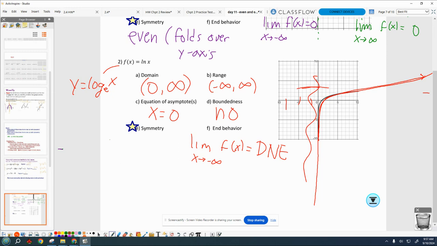Manny, what is the right end behavior going to be? As it goes to positive infinity. It goes to positive infinity. Okay, yeah. Do I have any symmetry? Is it even, is it odd, is it neither? Keith, what do you think? Does it fold over the y-axis, does it turn around the origin? Correct, doesn't have either one.